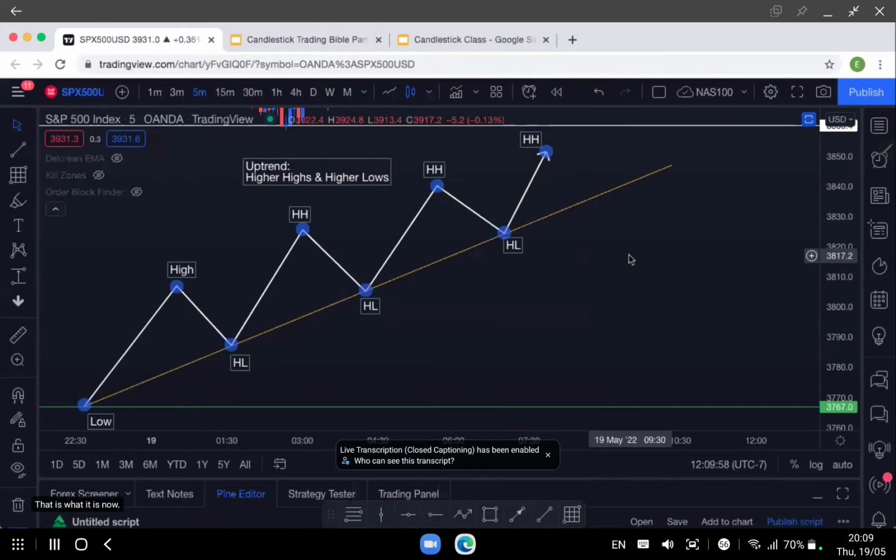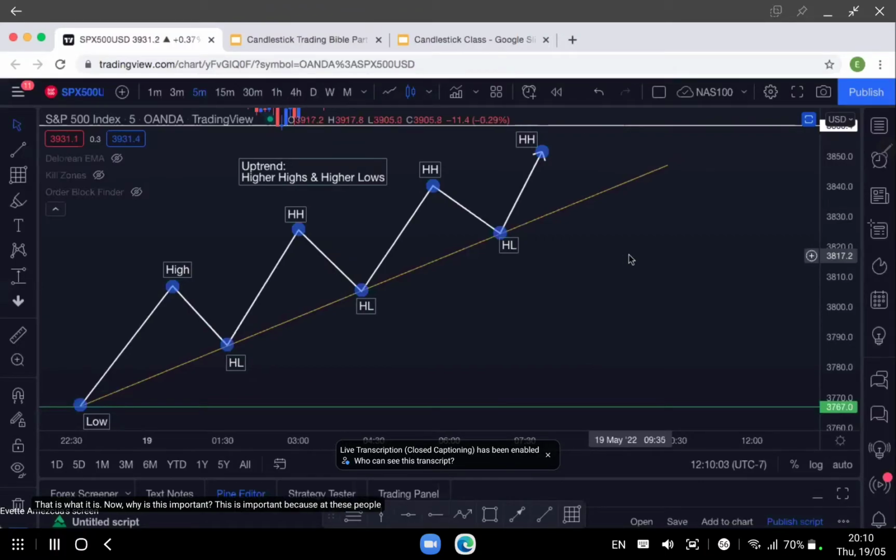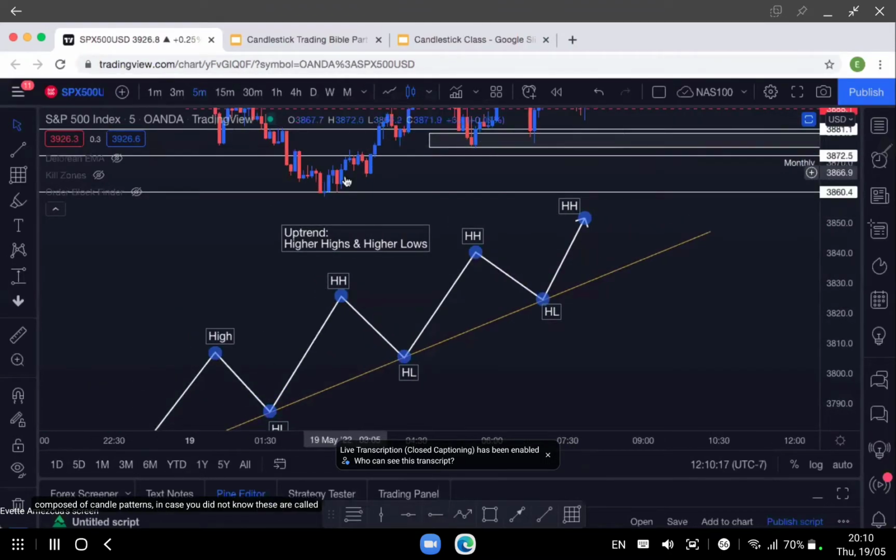Now, why is this important? This is important because at these peaks, at these highs and at these lows, you're going to get something that's called a reversal signal. Your reversal signal is composed of candle patterns. In case you did not know, these are called candles, okay? And depending on the time frame you're on determines how many minutes each candle is. I'm on the 5-minute. Those candles each represent 5 minutes of time.